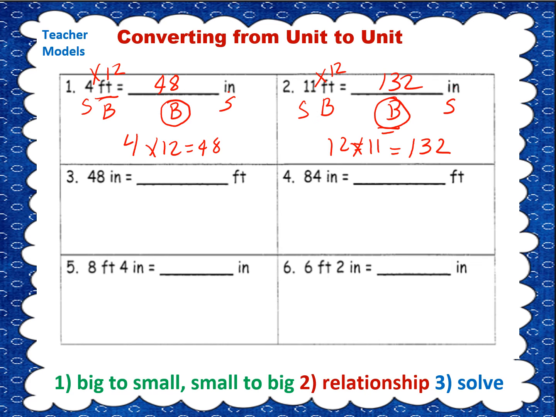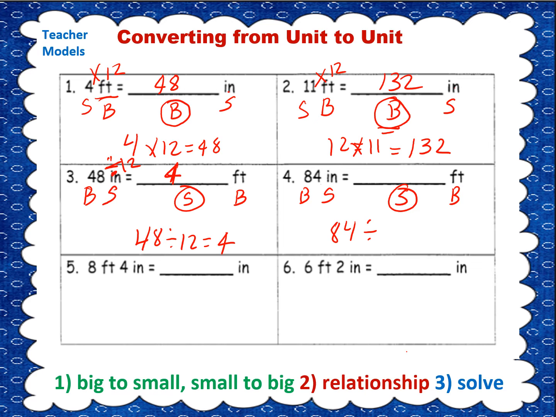Okay? Inches are small, feet are big. This time I'm looking for a small number. We divide to find a small number. 12 inches in 1 foot, so 48 divided by 12 is 4 feet. 48 divided by 12 equals 4. Inches are small, feet are big. I'm looking for a small number. So 84 divided by 12 inches, make 1 foot, equals 7 feet.